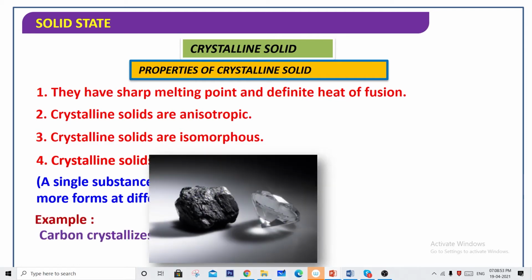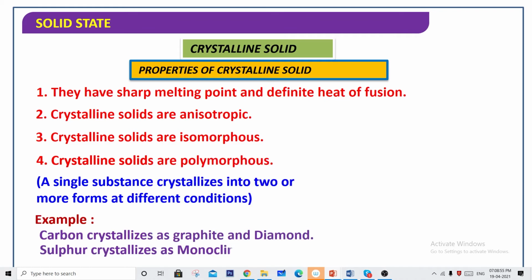Like carbon and graphite, they are the same chemical, but they have different forms. Monoclinic and rhombic sulfur exist, graphite and diamond, they're different.